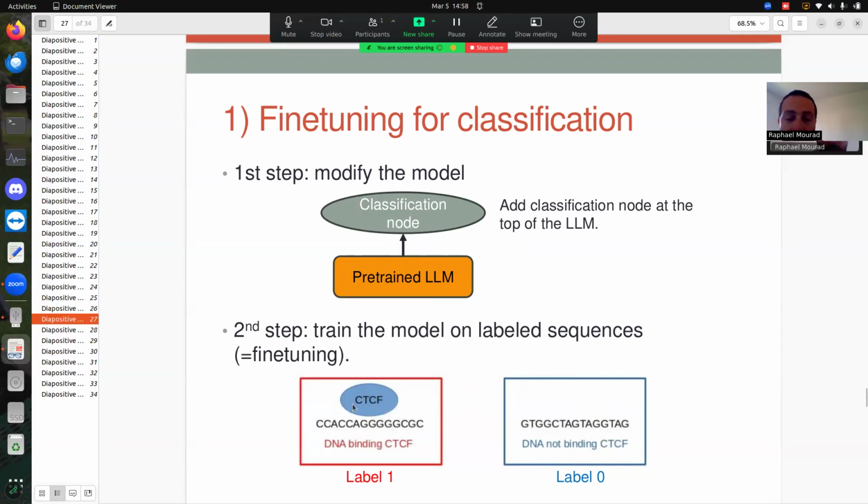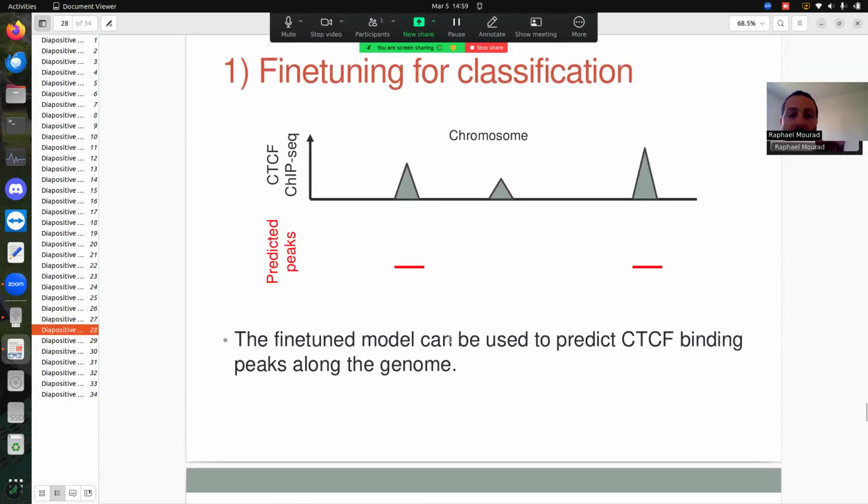So for instance, you can consider that DNA sequences labeled as one are DNA sequences that bind to the protein CTCF. And you can consider that a DNA sequence is zero if it does not bind to CTCF. Okay, and then you can make a classifier based on that by fine-tuning the model on labeled sequences. And for instance, afterward you can imagine, okay, I take a chromosome, I split it in small sequences, and then I want to predict for all of the sequences on my chromosome whether it binds or not to CTCF.